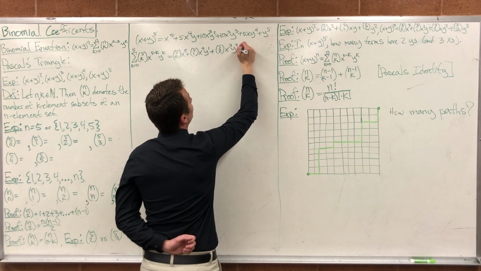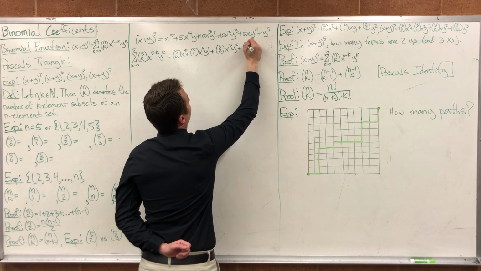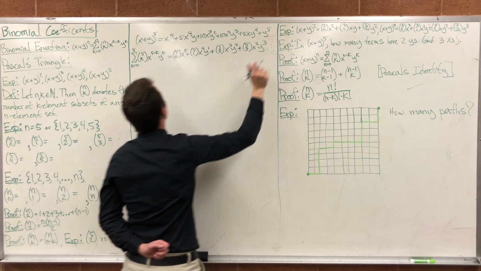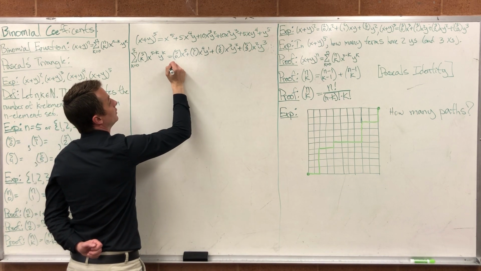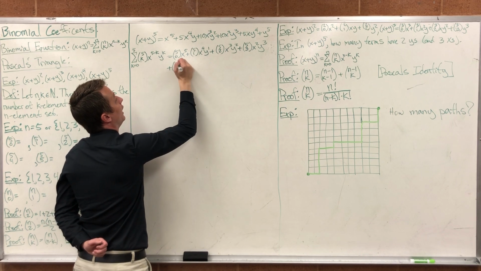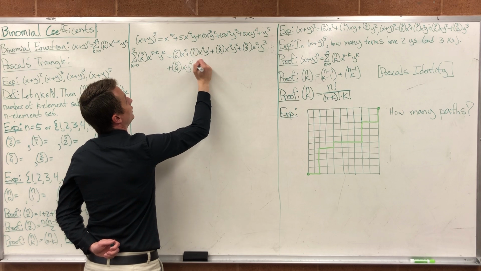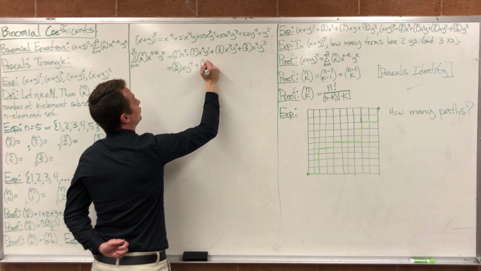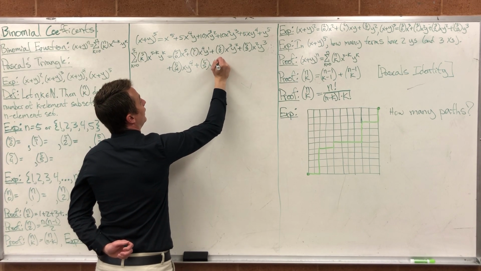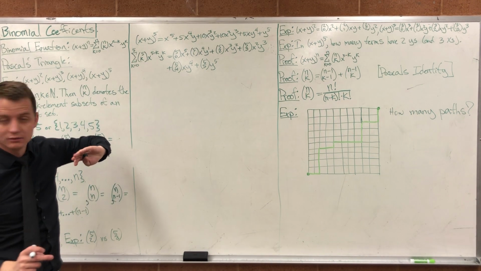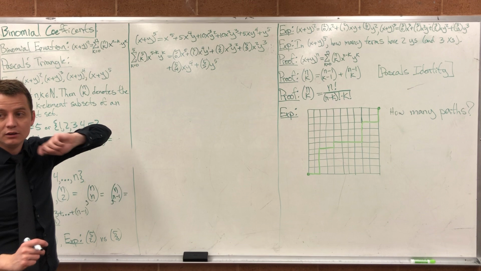Plus, then we're going to have 5 choose 3, x squared, y cubed, plus 5 choose 4, x, y to the 4, plus 5 choose 5, y to the 5. And then we're done. We plugged in all the numbers from 0 through 5. You with me? What about the coefficients?